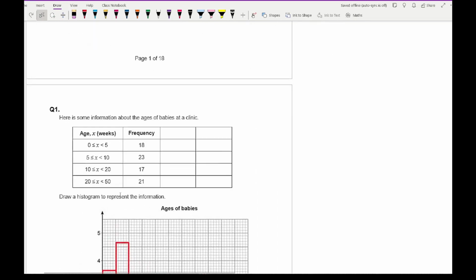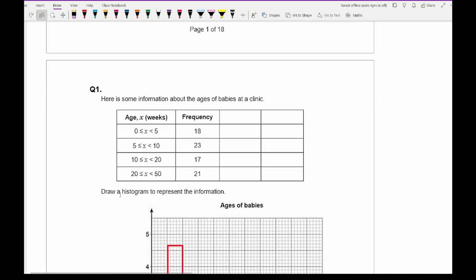So question 1 says, here is some information about ages of babies in a clinic, and we've been asked to draw a histogram. When completing this data, you can see we've got 2 additional columns drawn for us, but if they haven't, then you would need to draw those 2 additional columns. The first column needs to be your class width, and you can just write CW, you don't have to write class width, and the second one is going to be frequency density, which is the most important one that we need.